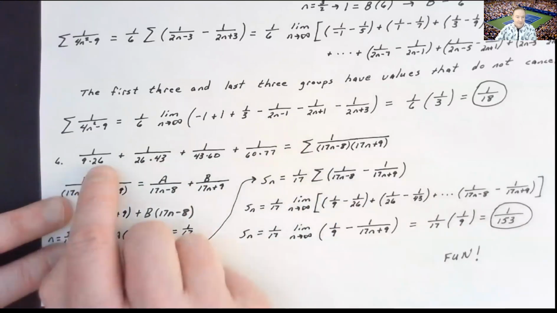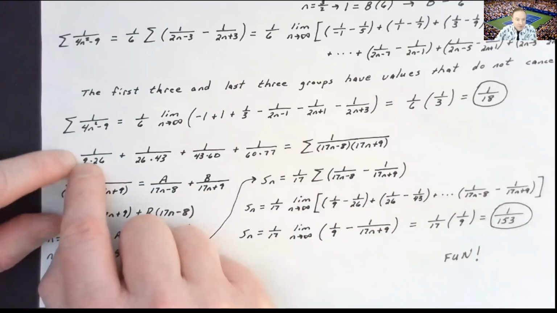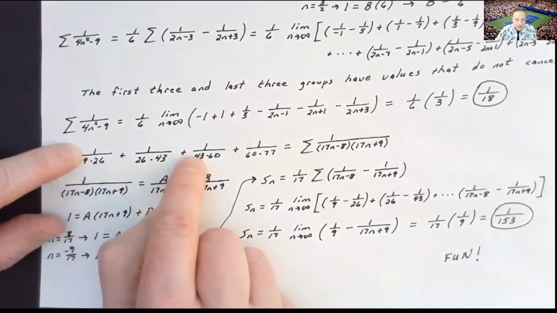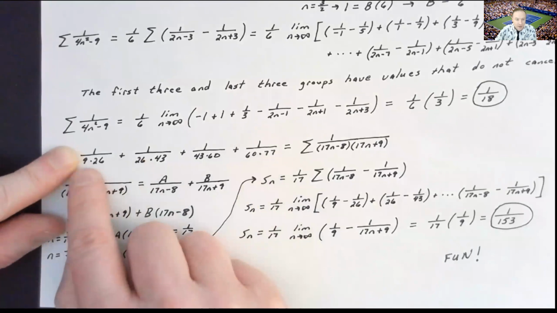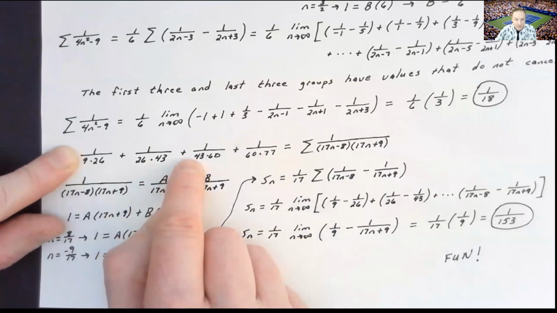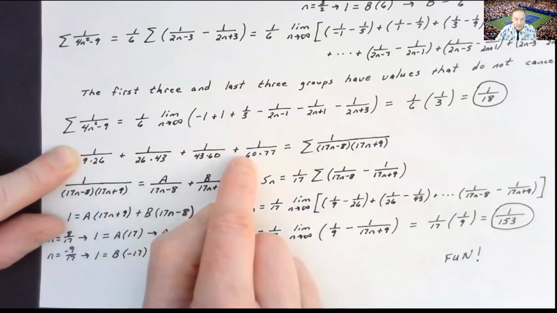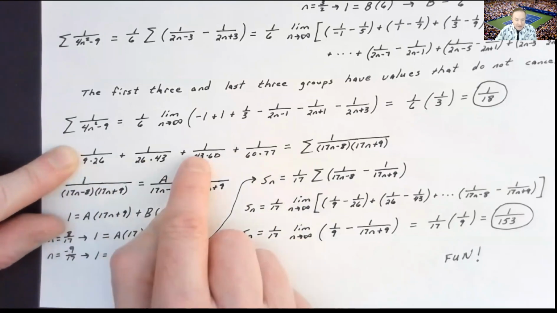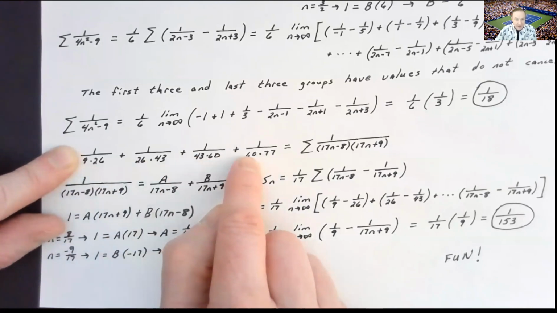Here's what I did, guys. I looked at the first factor in the denominator and said, what's the difference from here to here to here to here? And you say, well, it's increasing by 17 each time. 9 plus 17 is 26. 26 plus 17 is 43. 43 plus 17 is 60. So this has to have a 17n for that factor.